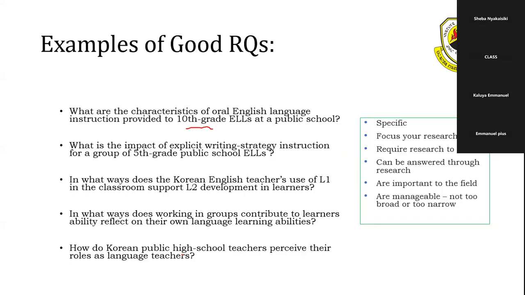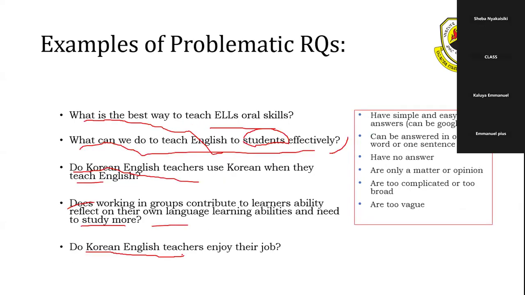examples which would give you a lot more, room for thorough research. What are the characteristics of oral English language instruction provided to 10th grade ELs at a public school? So here you will be bringing out a range of characteristics, a proper description, that can be used by researchers and maybe policymakers and so on and so forth. You realize it's going to give you a lot more than the previous questions like this.